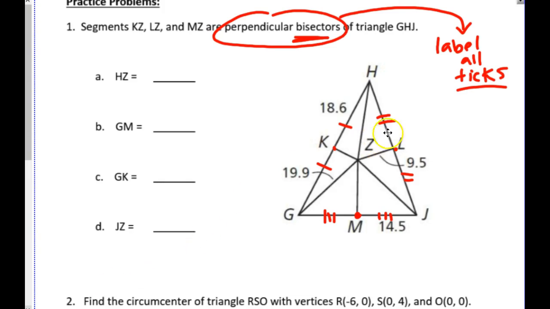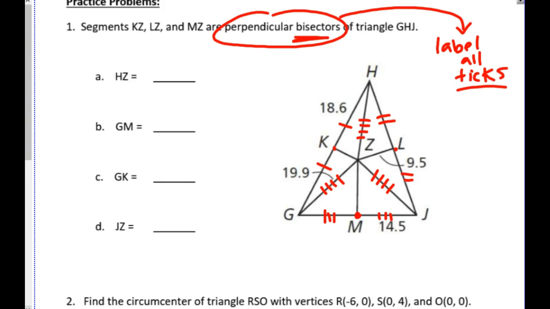And we just learned that from the circumcenter to each vertex is equal. So I'm going to put 4 tick marks on each of those segments: from Z to G, from Z to J, and from Z to H. 4 tick marks. Now, if you can label all that, then this is going to be easy. Walk in the park. Okay?